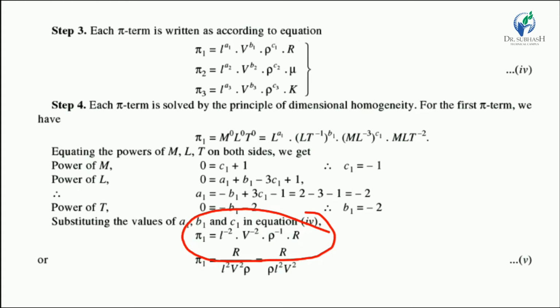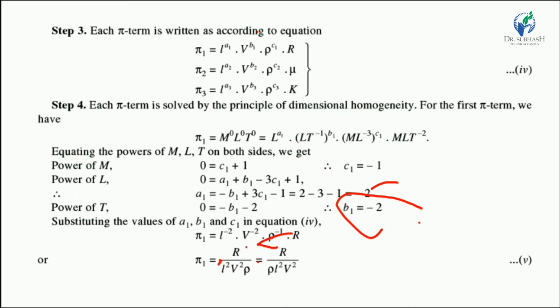So according to power, we arrange all the variables. So R upon L square V square upon rho. Here L has a power A1, so the A1 value is minus 2. So L has a power of minus 2. V has a power B1, so the B1 value is minus 2. So V has a power of minus 2.